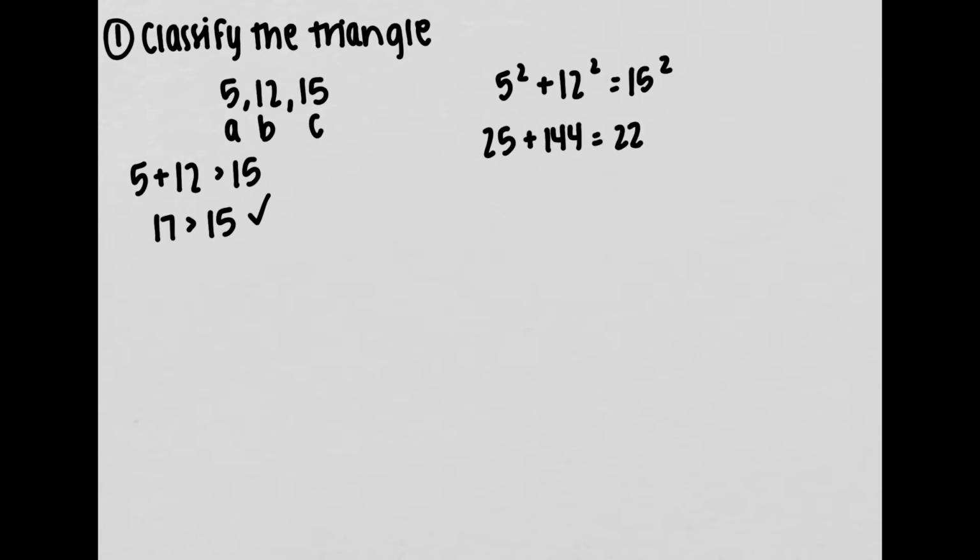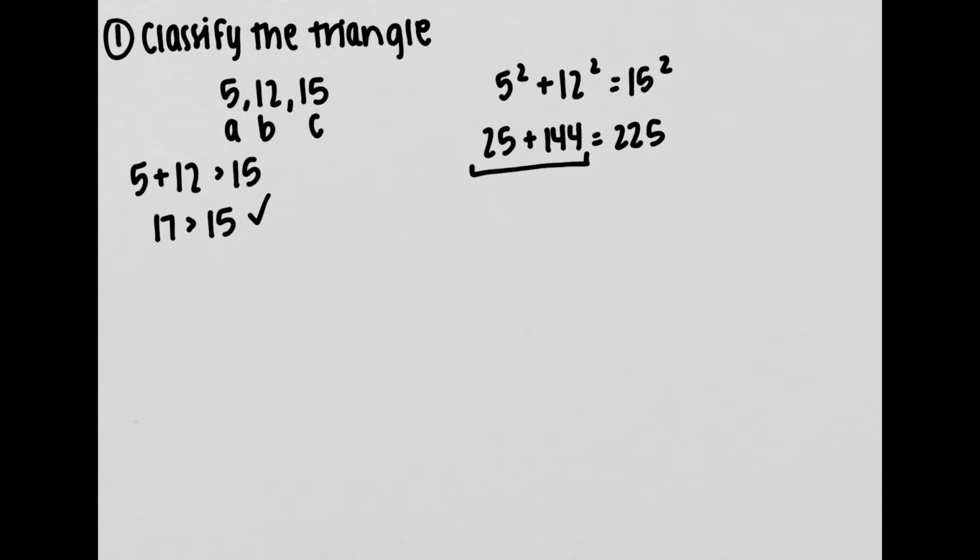It is a triangle. Now, in order to decide which triangle it is, we have to plug it into the Pythagorean theorem. I know my longest side is always C, and the other two are A and B, doesn't matter which. So I have 5 squared plus 12 squared is equal to 15 squared. Now 5 squared simplifies to 25, plus 12 squared is 144, and then 15 squared gives me 225.